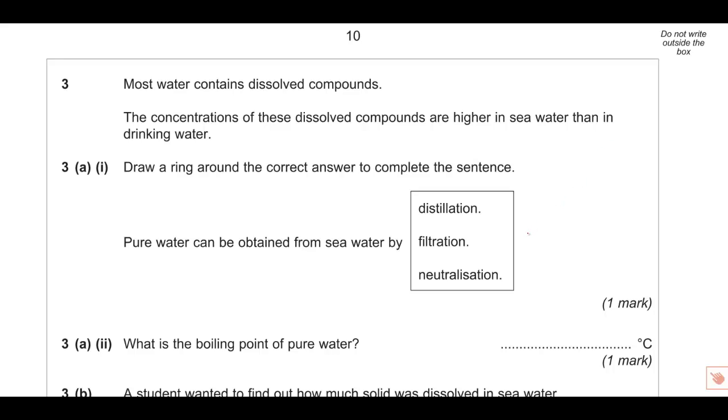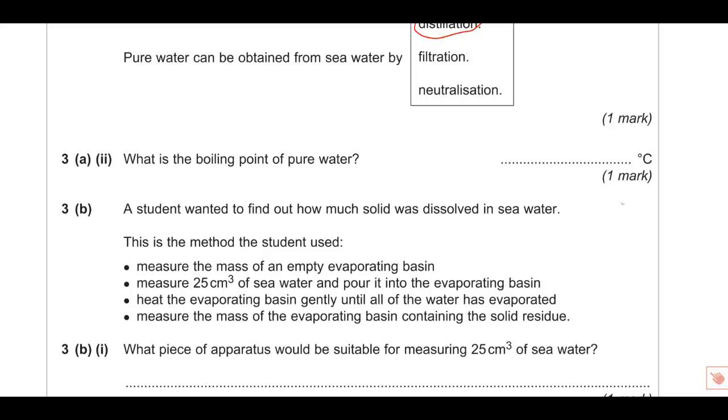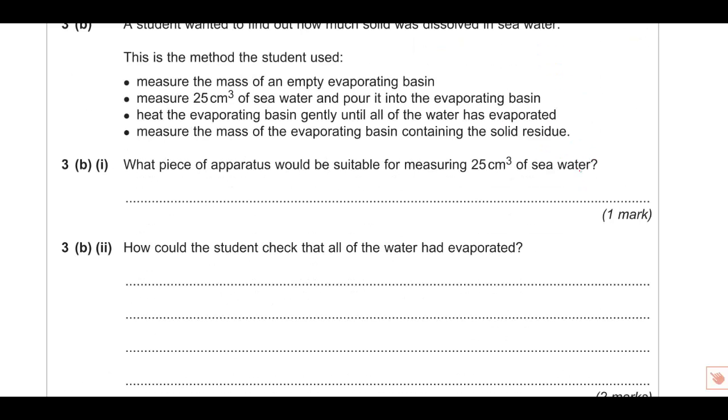This one, it looks like seawater here, talking a bit about water. It's probably from the air and water topic. So pure water can be obtained from seawater by, what's the method? Well, the method is distillation. What is the boiling point of pure water? You should know this one, hopefully. That is 100 degrees Celsius. Not too much of a difficult question. Nice couple of easy marks there. Again, at the start of the question, so they're more accessible for the students who are going to attain lower marks, basically.